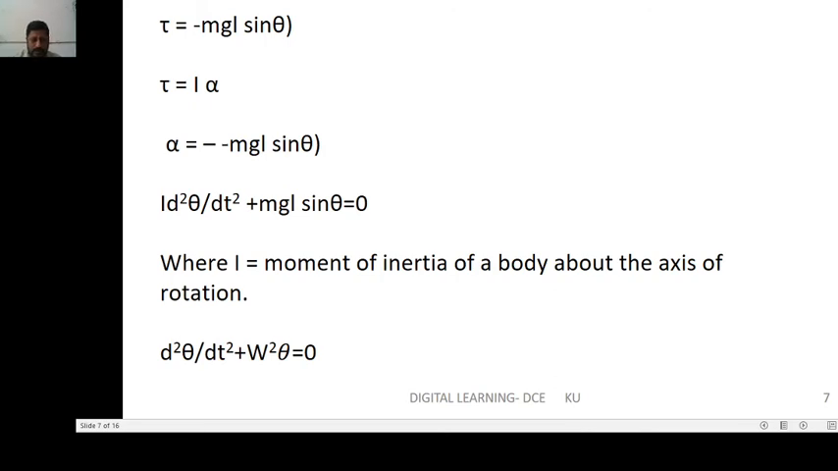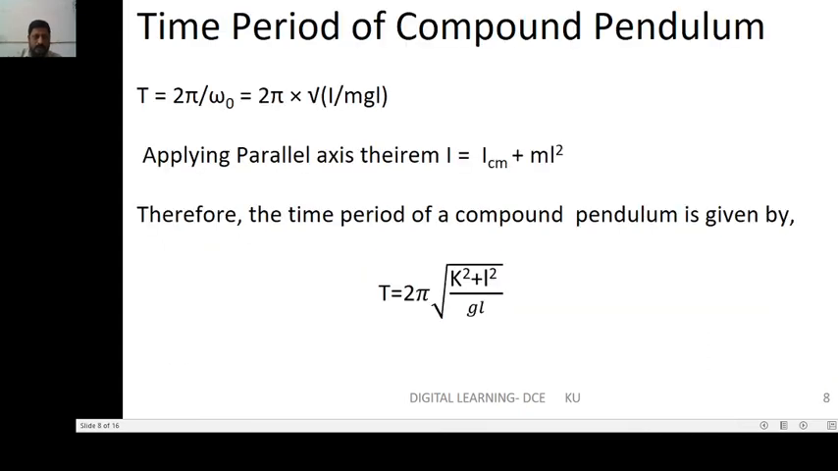Now this above equation can be written in another form, d square theta by dt square plus omega square into theta equals 0. Then we also know that omega is equal to 2 pi by T, or T equals 2 pi by omega. Using this relation, we have 2 pi divided by square root of I divided by mgl. On simplification, we will get T equals 2 pi into square root of I divided by mgl.